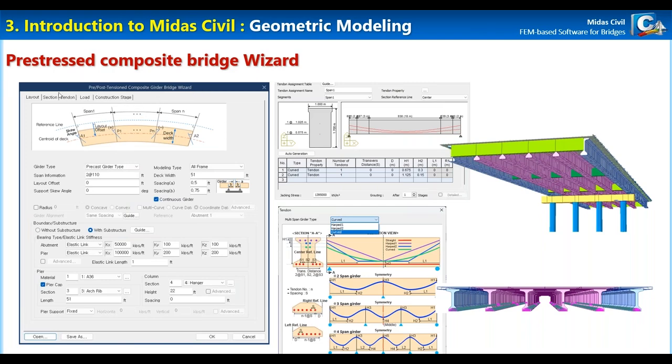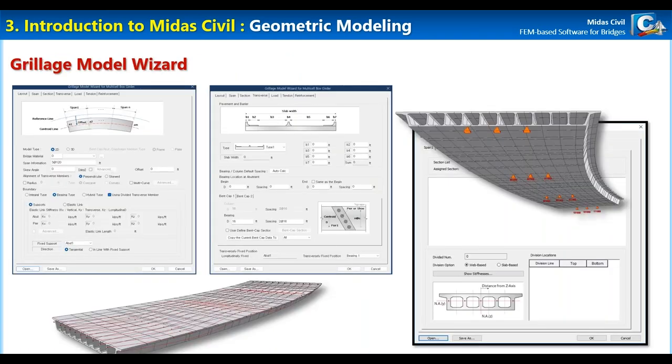In every wizard, you have to follow these tabs here. In this wizard, we have the layout, section, tendon, load, and construction stage. You need to click on every tab and input the corresponding data asked by the software. After you complete this input, you click OK. Then the model is generated automatically without struggling. So this is the grillage model wizard.